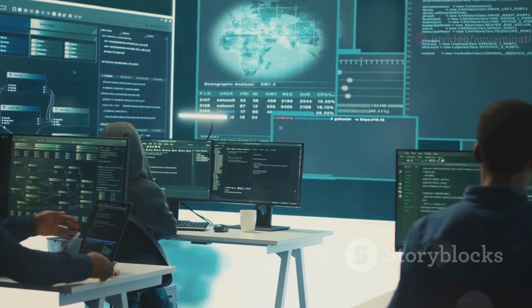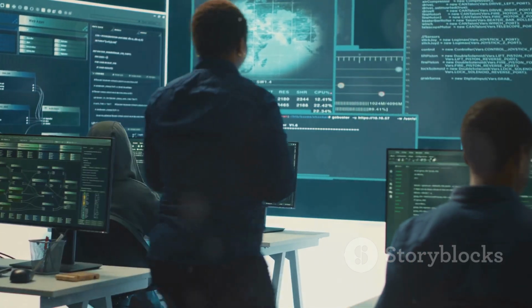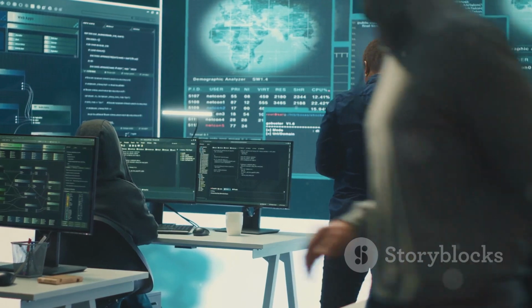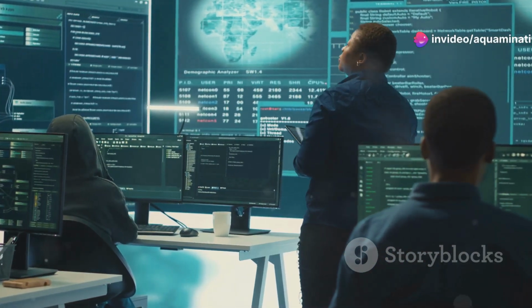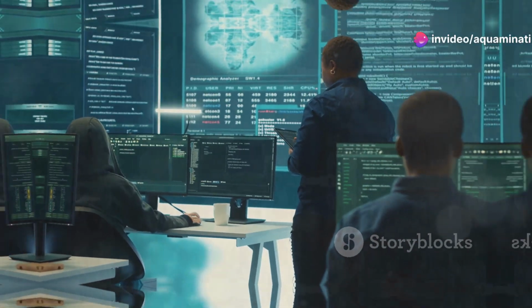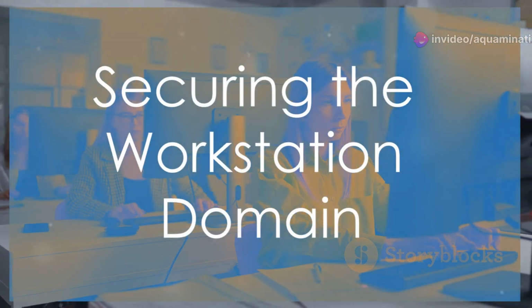Regular security training educates employees about cybersecurity threats and best practices. Continuous education helps create a security-conscious culture within the organization, reducing the likelihood of security incidents.